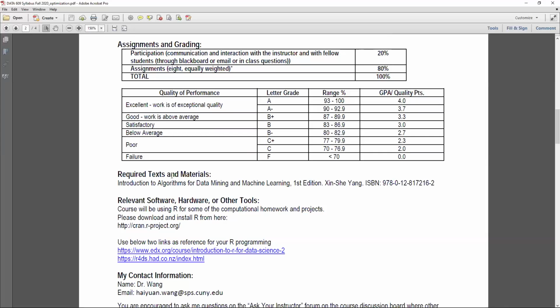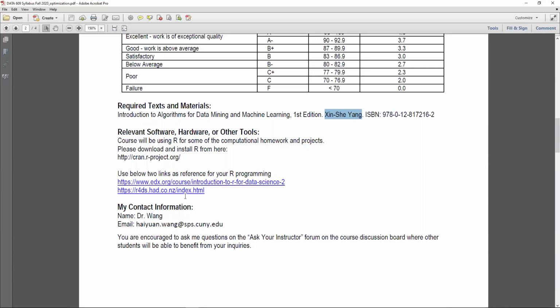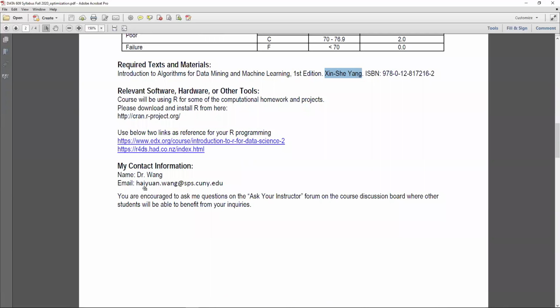And then here is the textbook. The textbook is Introduction to Algorithms for Data Mining and Machine Learning by Dr. Xin-She Yang, who is actually in the UK. You can find this textbook through many channels. And then we're going to use R for the course. If you have never studied R previously, you should take a look at these links so that you can quickly get up to speed. Here's my contact information, and feel free to ask questions or send me emails anytime. And then we can learn together and go through the whole semester together.